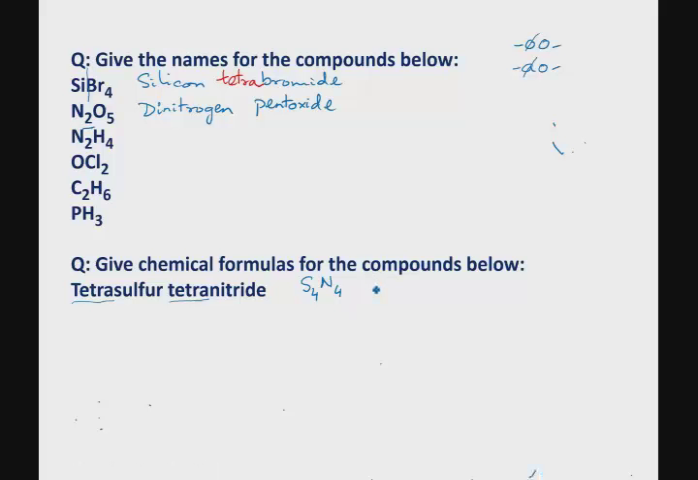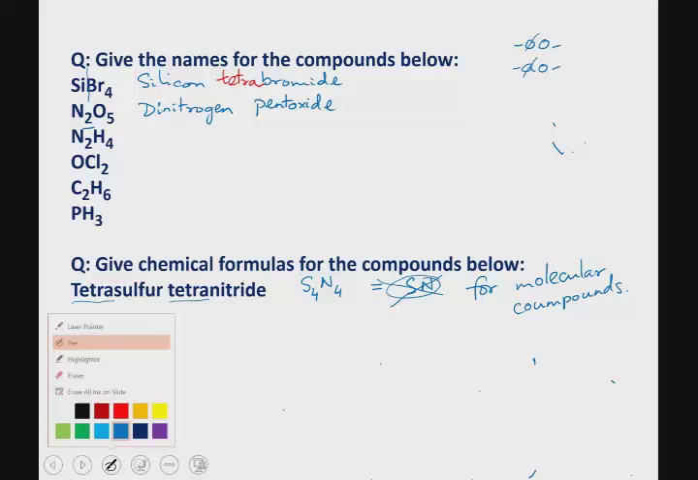Now, should we reduce this down to SN because of the lowest ratio? Should we do that? The answer is no. Do not do that. For molecular compounds, the subscripts in the chemical formula give us the actual number of atoms in one molecule. We had to do that for ionic compounds because in those cases the subscripts give us the lowest ratio of ions. But these are not ionic compounds, these are molecular compounds. So in this case we do not do that.